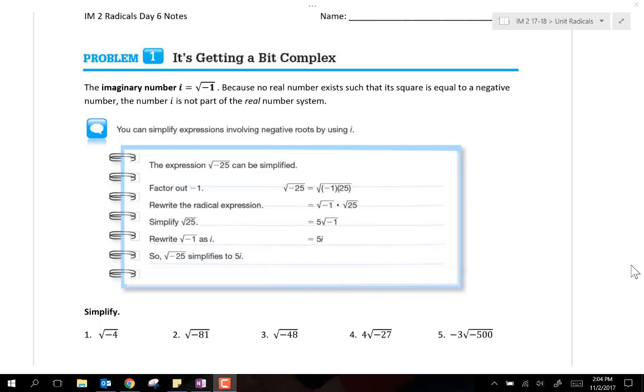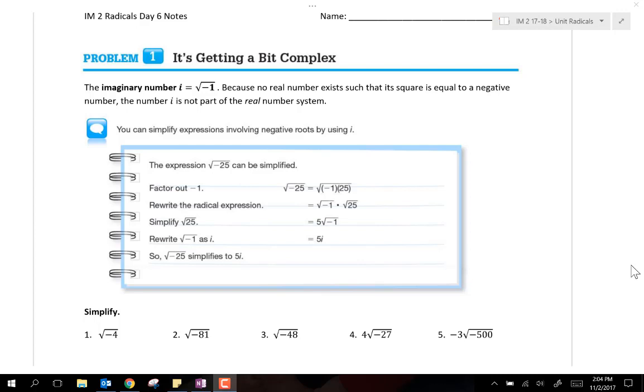Alright, we're going to deal with imaginary numbers. An imaginary number is i, and we let that be the square root of -1, because there are no numbers that we can multiply times itself that gives us a negative number. So we created i. i is the square root of -1.